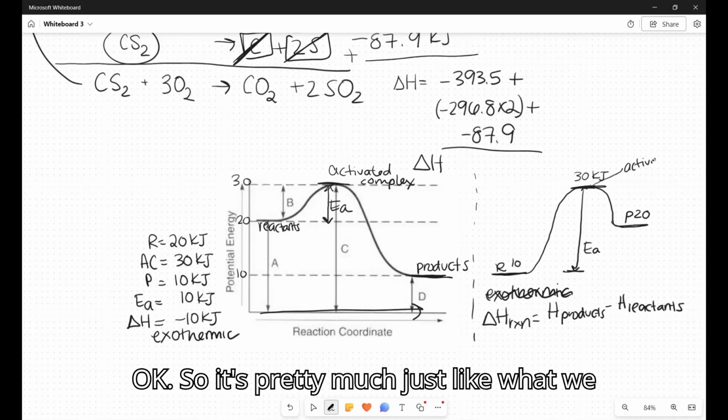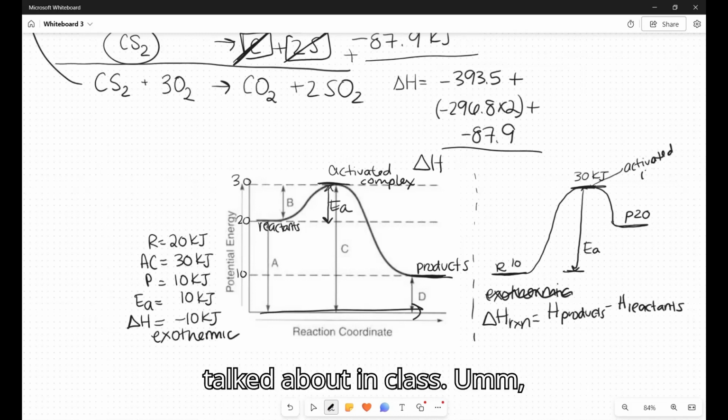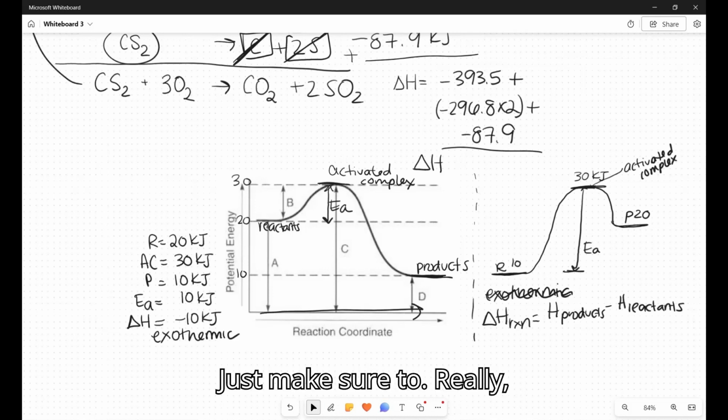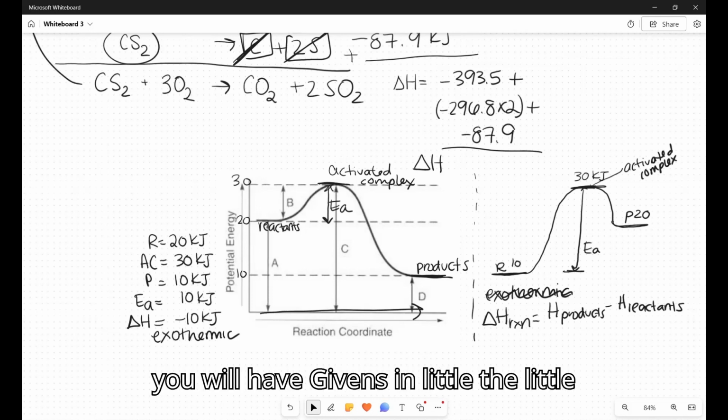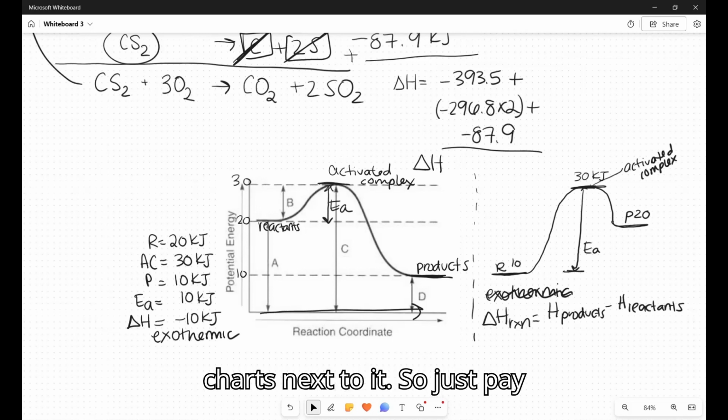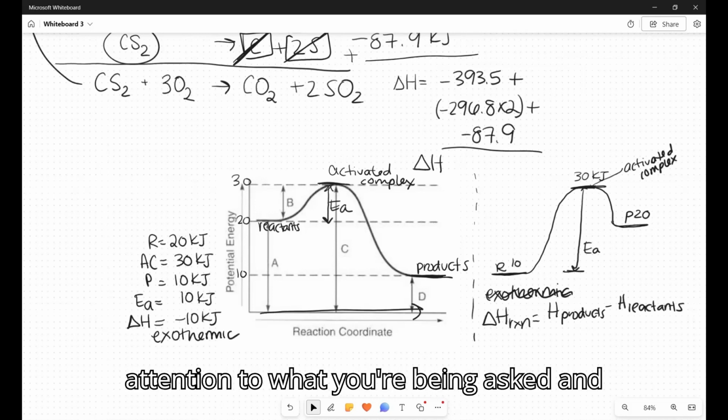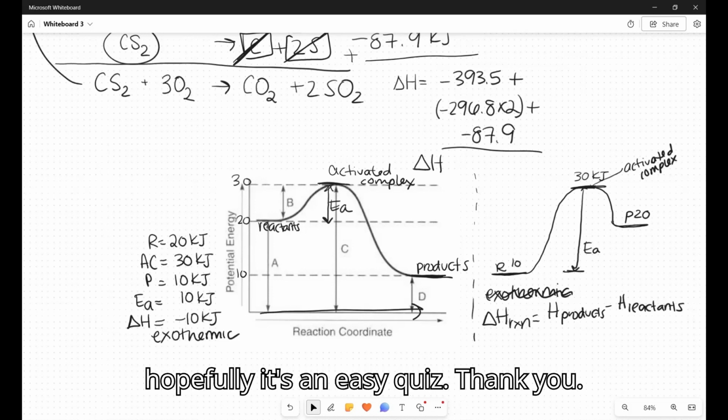Okay, so it's pretty much just like what we talked about in class. Just make sure to really look at what is being asked of you. You will have equations, you will have givens in the little charts next to it. So just pay attention to what you're being asked, and hopefully it's an easy quiz.